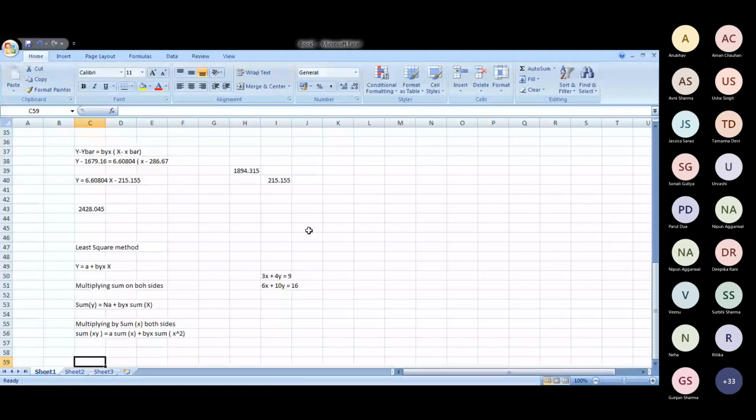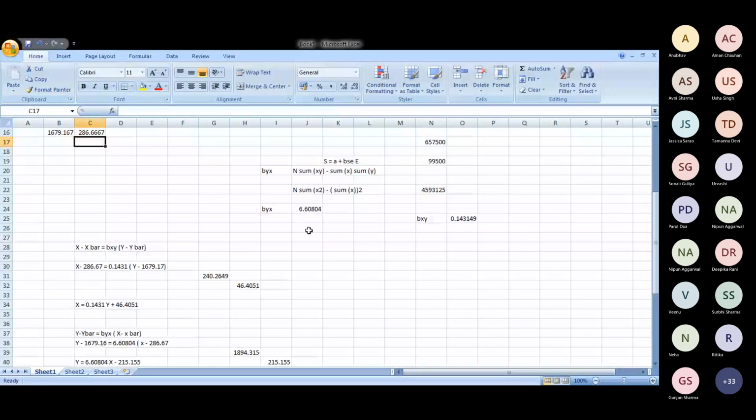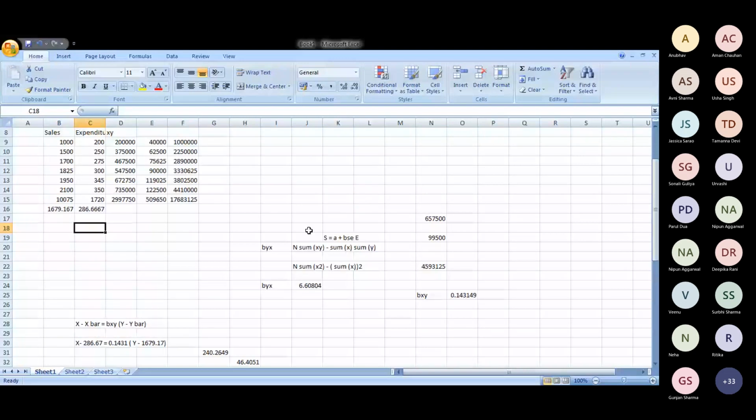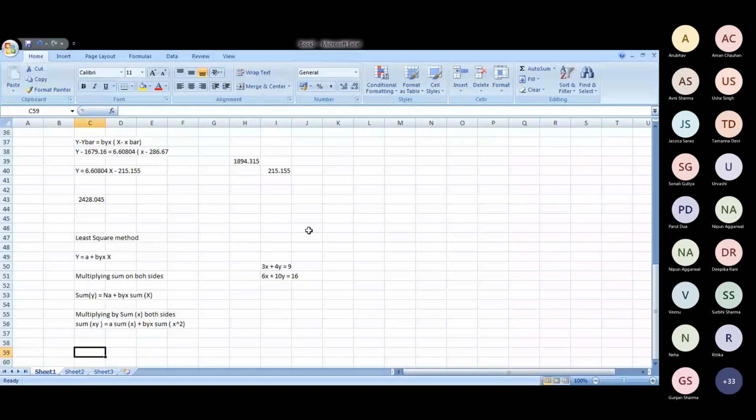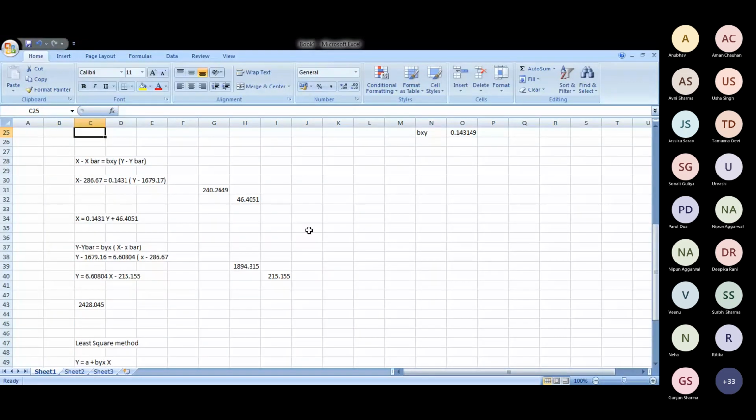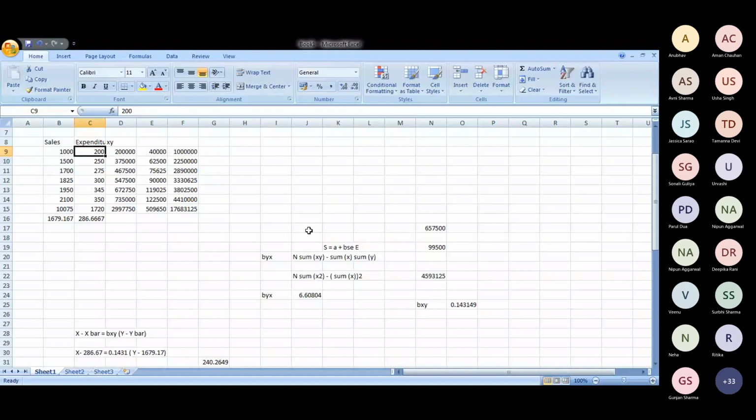So if we apply this, we have already calculated the sum of y from the data. The sum of y is 10075. So the equation becomes 10075 is equal to 6, since n is 6, into a plus byx summation x, and summation x we have calculated as 1720.